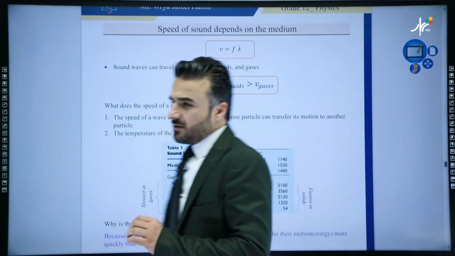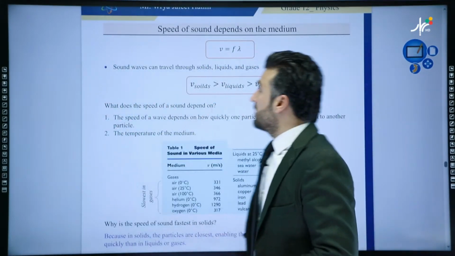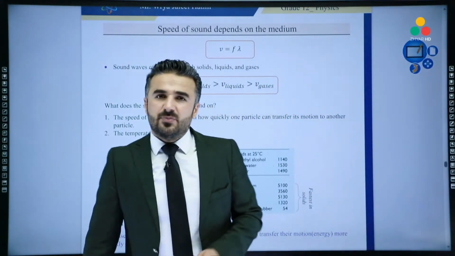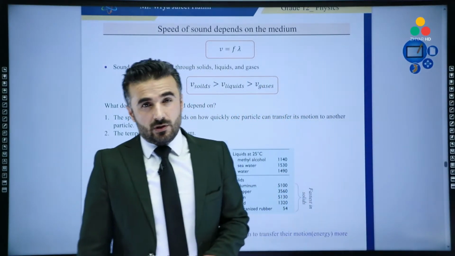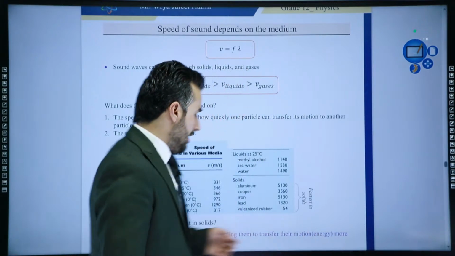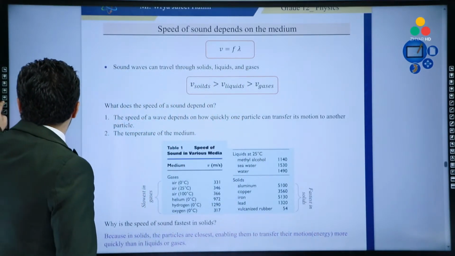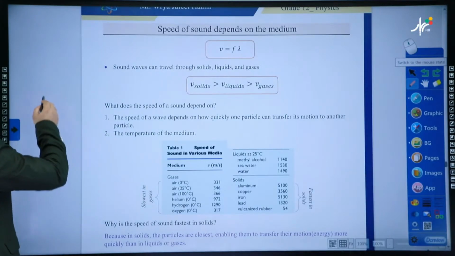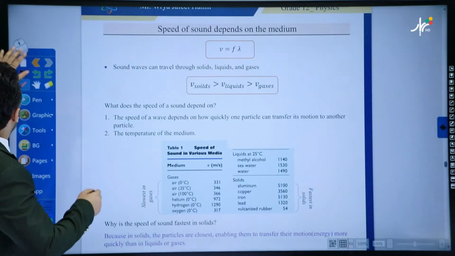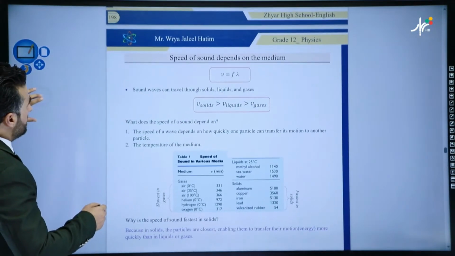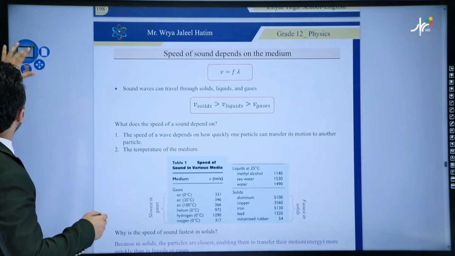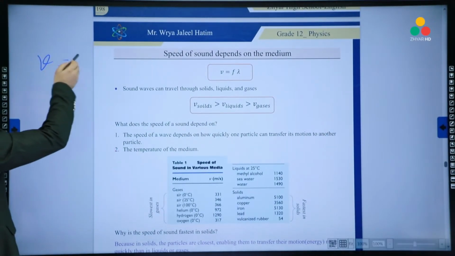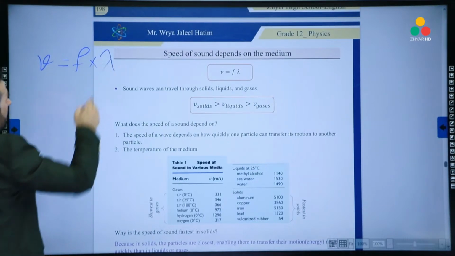Now let's talk about the speed of a sound. What is the speed of a sound? We do know, and of course we covered this previously, that the speed of a sound is basically equal to what? All right, speed of a sound, we do know that we have this equation: speed equals frequency times wavelength.